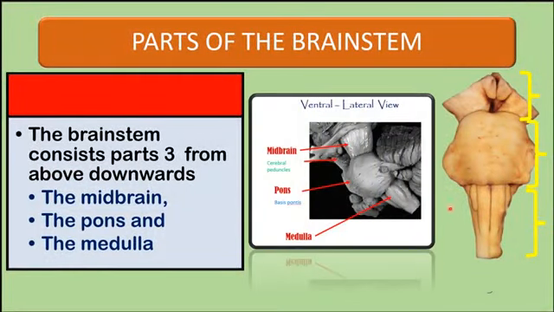What we have here is an anterior view, and this is an anterolateral view. In this view, we are seeing the midbrain, the proximal part, from this part, that's the midbrain, and then here is the pons, and then distally here is the medulla, or the medulla oblongata.